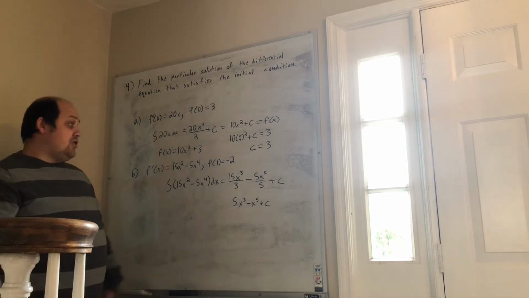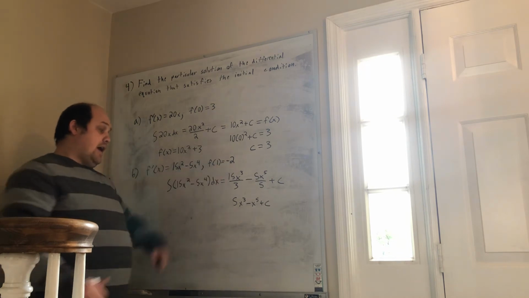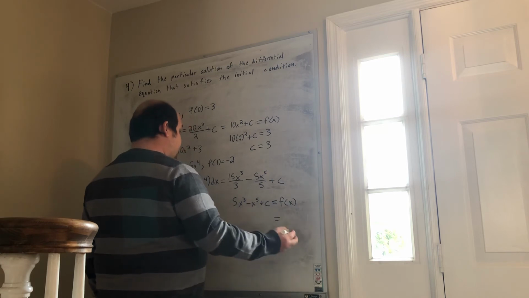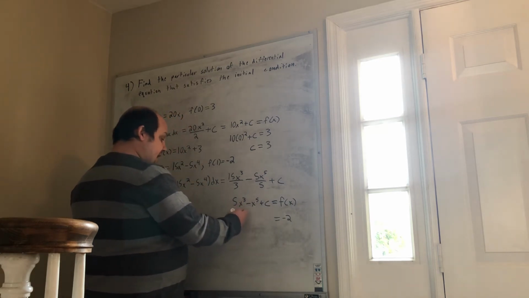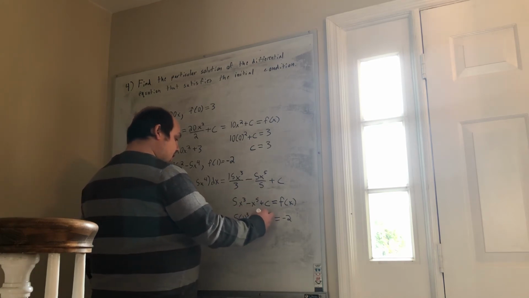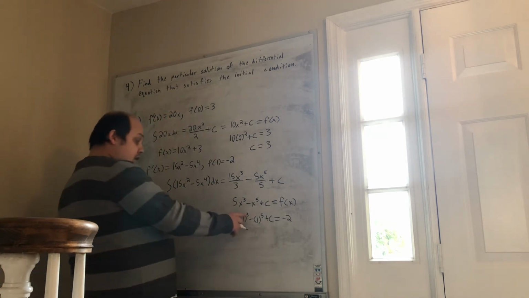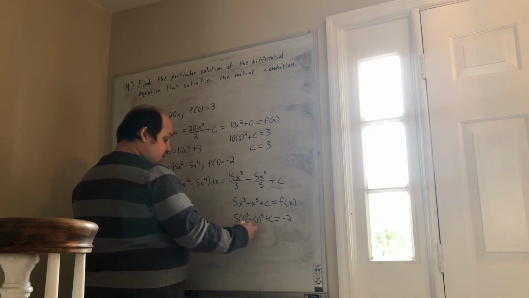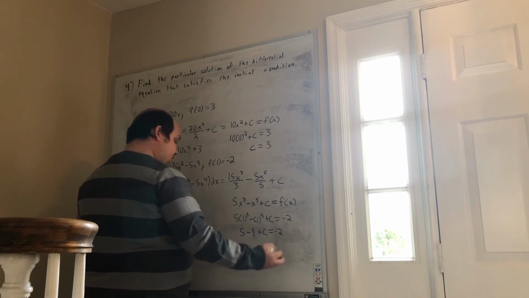We're now given the initial condition that when I plug in a 1 for x, I should get a negative 2 for y. So since this equals f of x or y, I'm going to plug in that negative 2 where I see it. Everywhere where I see an x, I'm going to plug in a 1. And that's going to allow me to solve for the only unknown, c. 1 cubed is 1, so this resolves to 5.